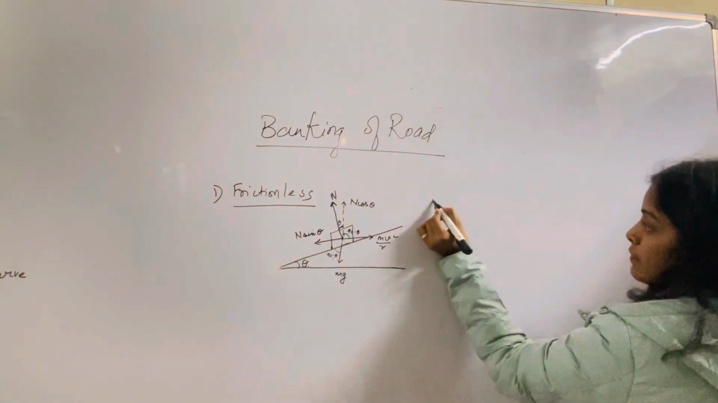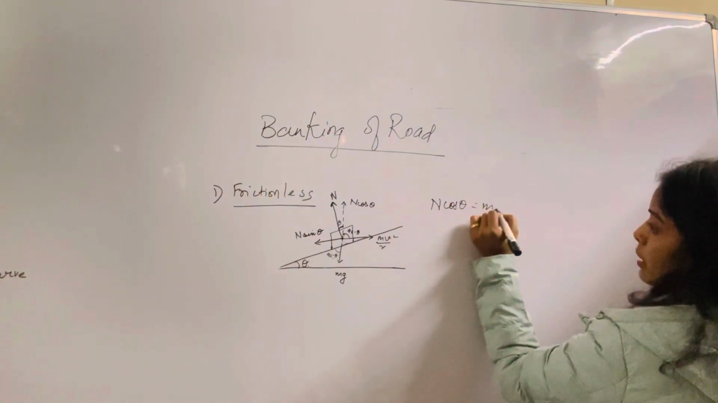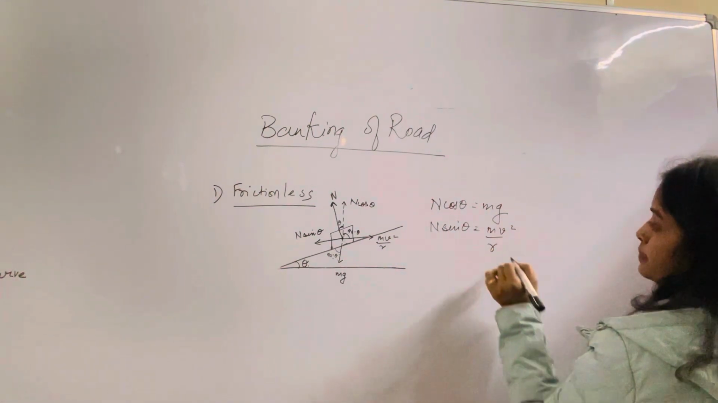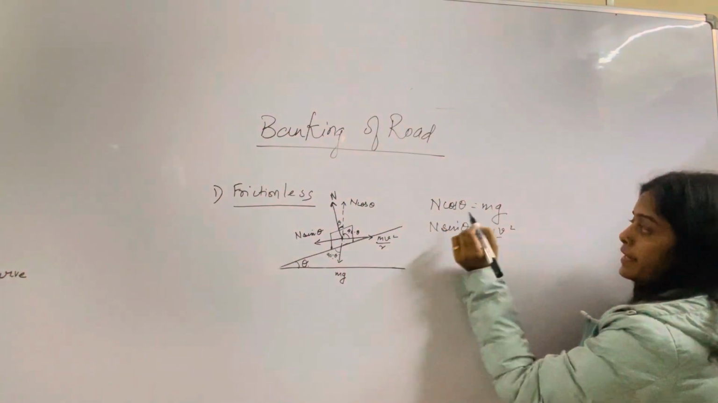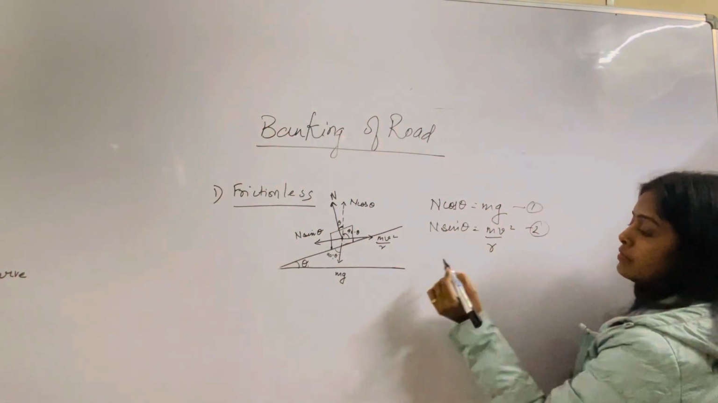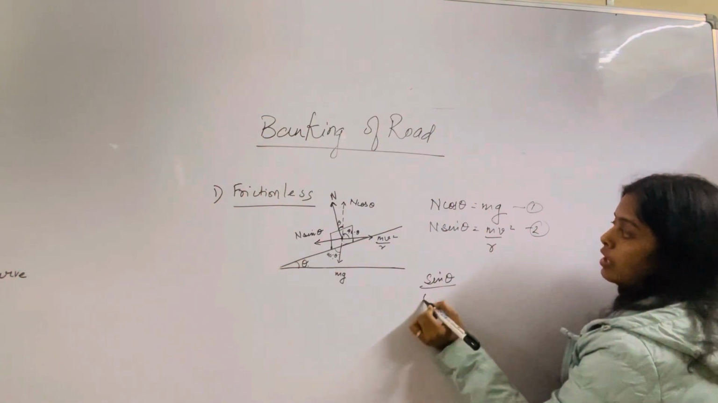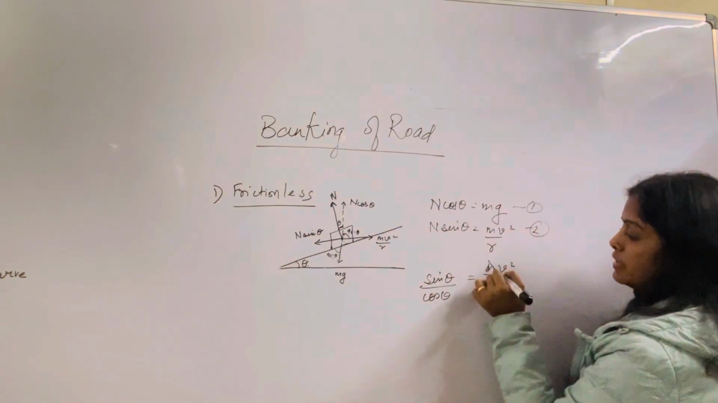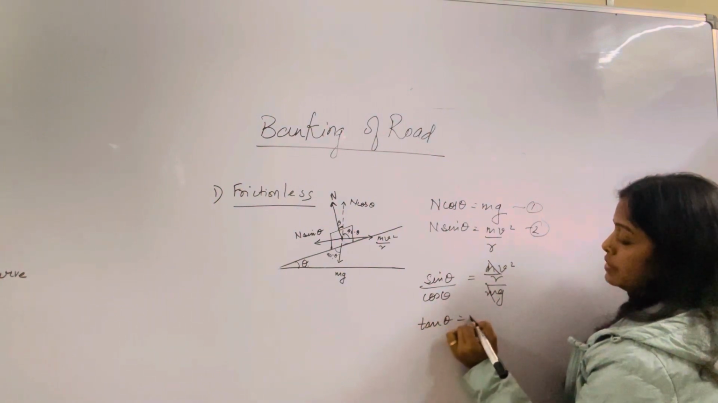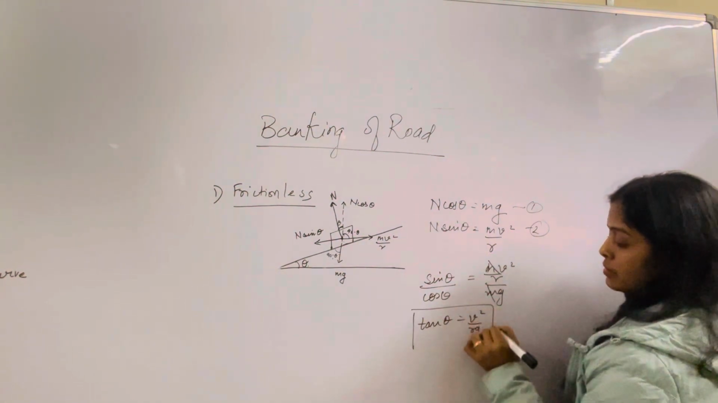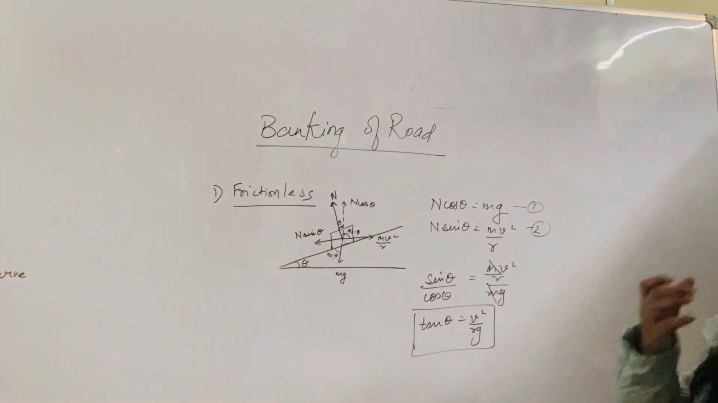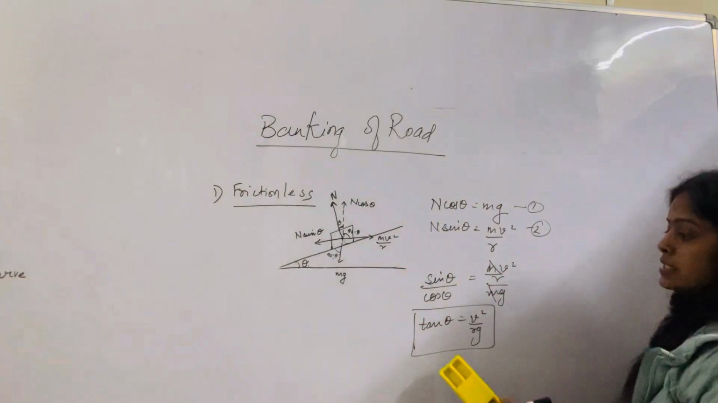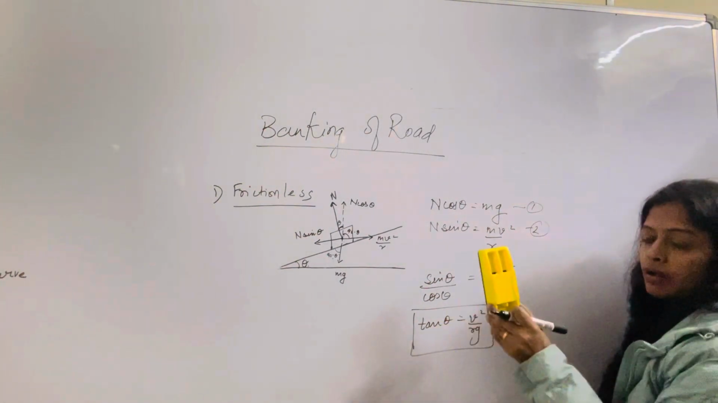From the balancing equations we have N cos theta equal to mg, and N sin theta equal to mv square by r. Dividing equation 2 by 1, we get sin theta upon cos theta equal to mv square by r upon mg. mg will get cancelled with mg. Tan theta is equal to v square by rg. So this is the relation for banking of road in the frictionless case. This is the angle with which the road is banked.